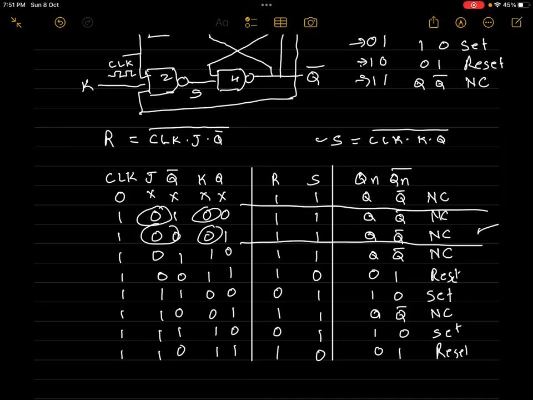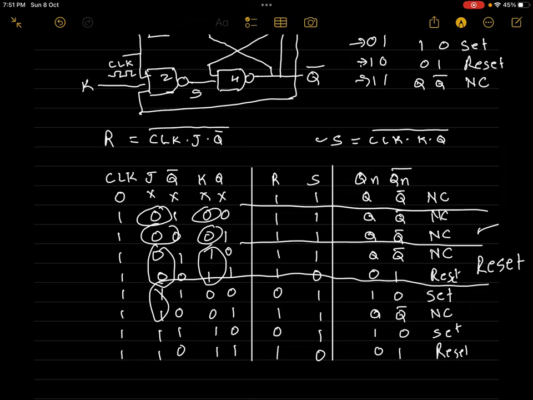For J is equal to 0 and K is equal to 1, our flip-flop is one time no change and one time reset. So we will consider the reset condition when J is 0, K is 1. Then for 1, 0, J is 1, K is 0, at that time, one time we will get set and one time we will get no change.